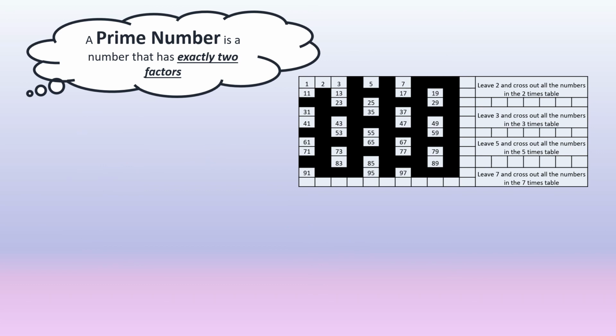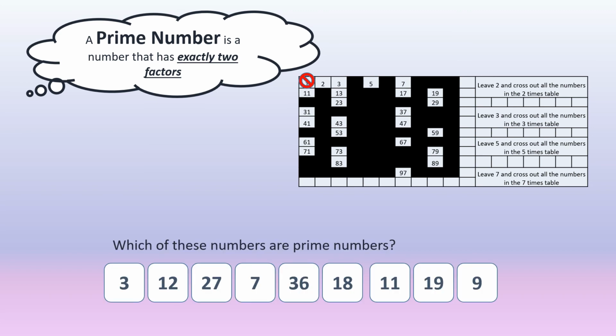Same thing again if we leave the 5 and cross out all the other 5 times tables because we can have more than 1 factor in them. And the same thing with our 7 times tables. What we'll have left is our prime numbers that are less than 100. Apart from the number 1, which is not a prime number because the number 1 can only have itself. It's 1 times 1, which gives it 1, so that's not a factor. So last challenge is just think about which of these numbers are prime numbers.